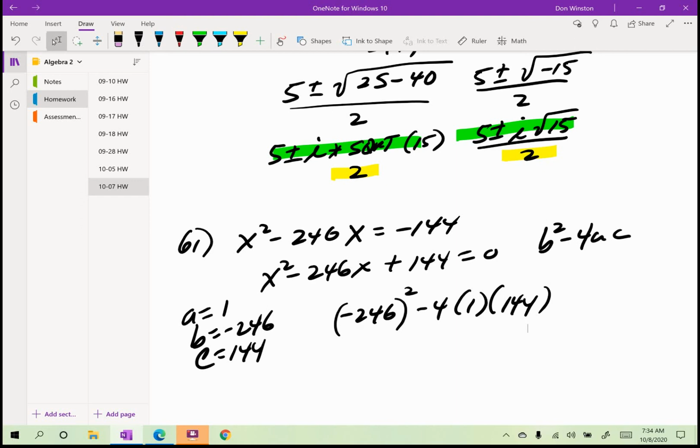So if I take 246 and square it, that gives me 60516. I could never have done that by hand. And then 4 times 144, so minus 576. So 60516 minus 576 would be 59940. So because it's positive, we have two real solutions. We have two real solutions there. Okay?